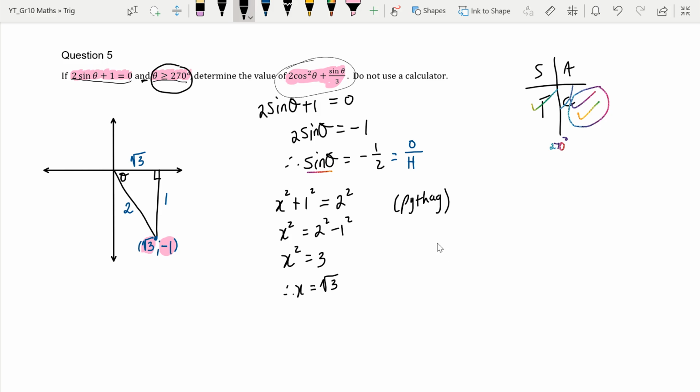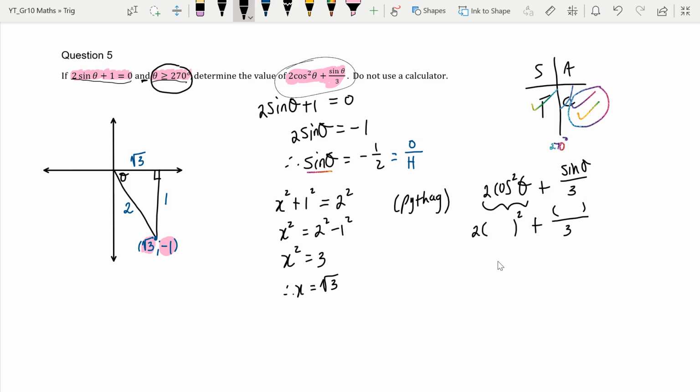So if we get 2 cos squared theta plus sine theta over 3, perfect. We are supposed to find that value. So for this one, that would be 2 times whatever cos is, and that needs to be squared, plus whatever sine theta is, and we're going to divide that by 3.